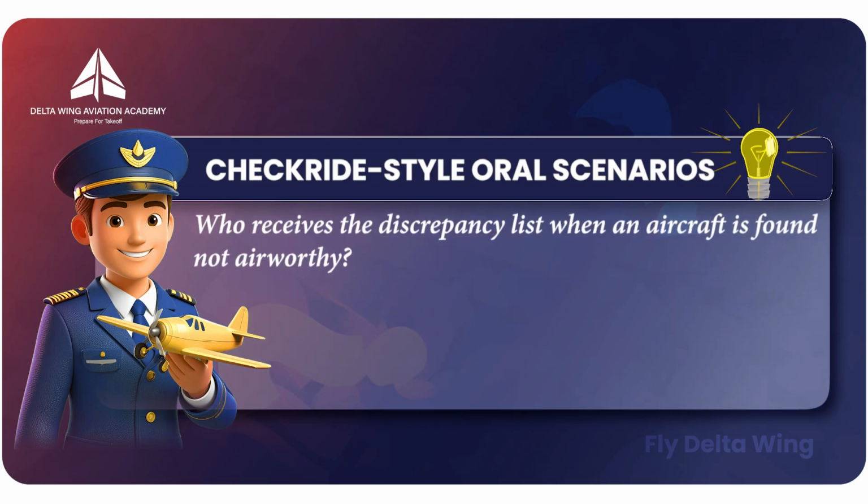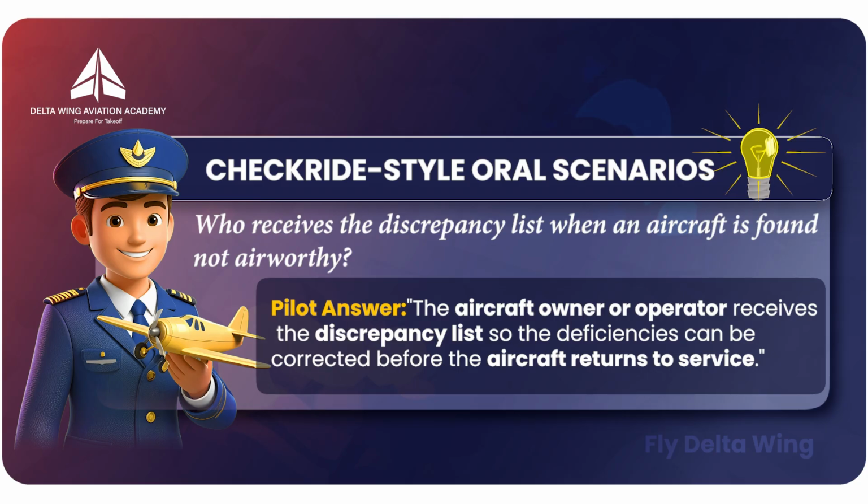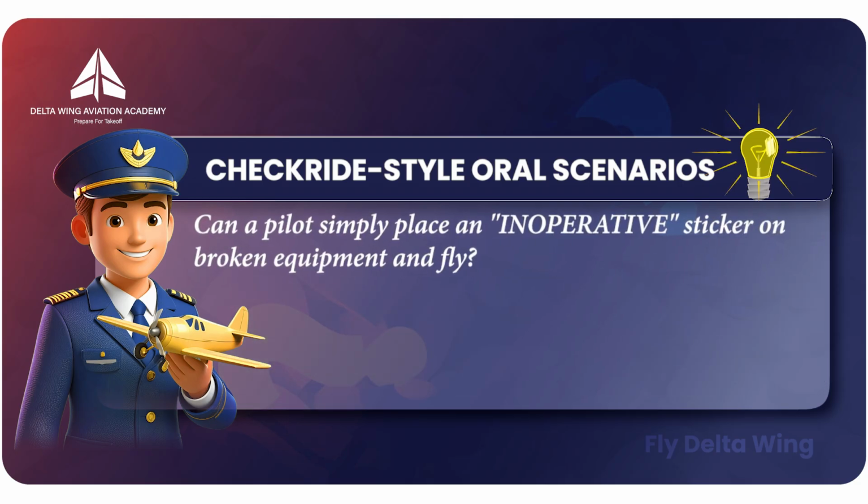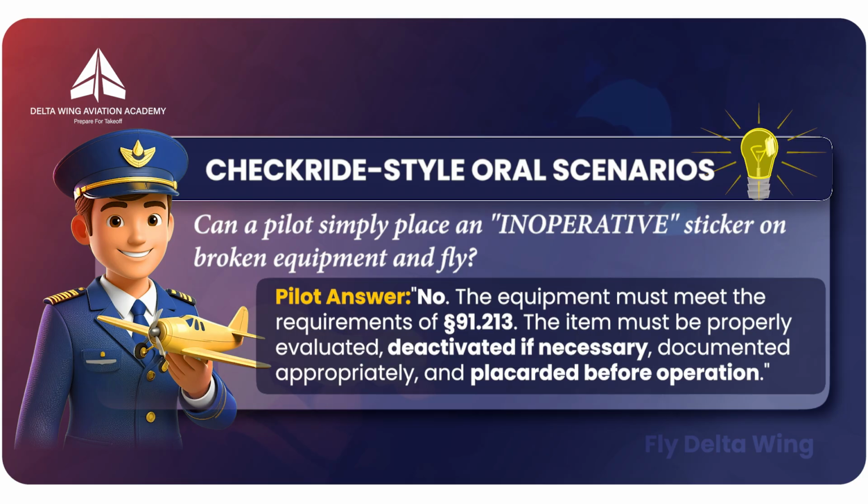Next DPE question: who receives the discrepancy list when an aircraft is found not airworthy? Your answer: the aircraft owner or operator receives the discrepancy list, so the deficiencies can be corrected before the aircraft returns to service. Next DPE question. Can a pilot simply place an inoperative sticker on broken equipment and fly? Your answer? No. The equipment must meet the requirements of Section 91.213. The item must be properly evaluated, deactivated if necessary, documented appropriately, and placarded before operation.